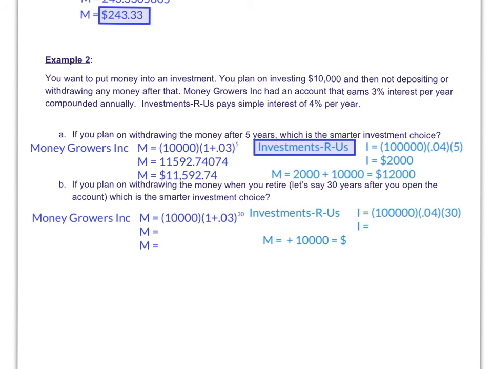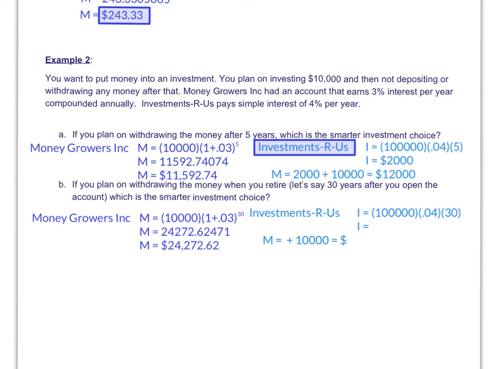So when I do that, I get 24272.62471. So now I need to round and put that as a money answer. So I have $24,272.62 because the 4 tells us to leave the 2 as it is.